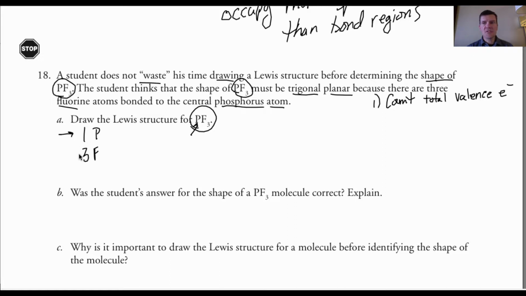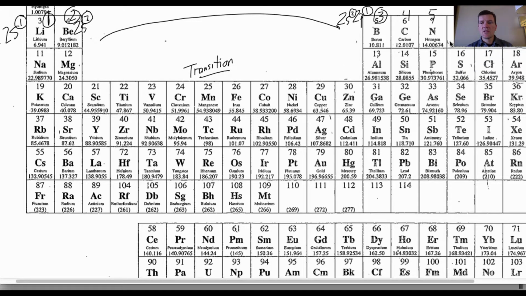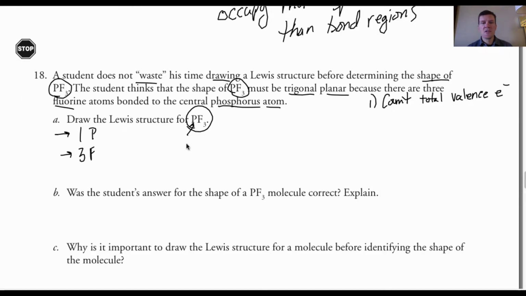I need 1 phosphorus and 3 fluorine, and I need to determine how many valence electrons I have in total. Phosphorus is here in the nitrogen group, 5 valence electrons. Fluorine is here in the halogen group, 7 valence electrons. So let's count those all up. 5, plus 3 times 7. 7 valence electrons for each, and I've got 3 of them. So I have a total of 5 plus 21. I need to represent 26 electrons in my Lewis structure.